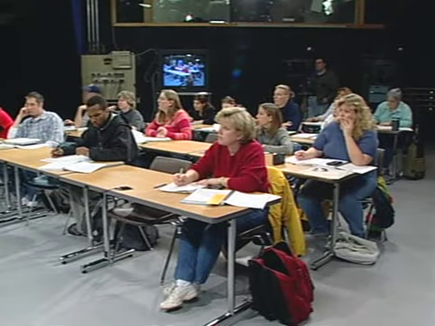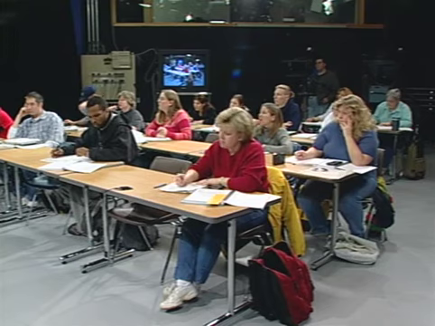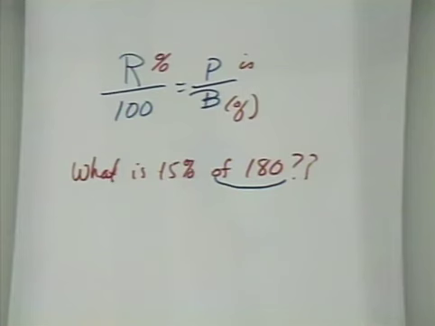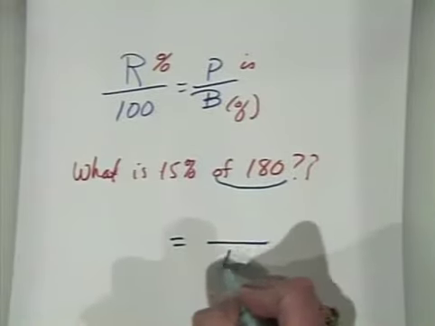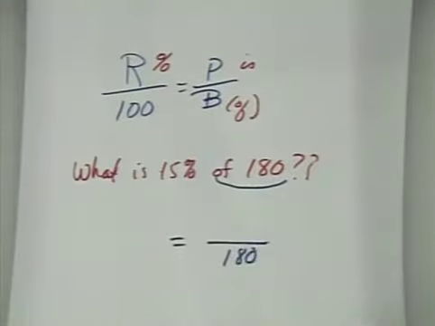Someone said they see the base. What is the base? 180. 180, and look at it. It's associated with the word of. So we're going to put 180 as the base. Do we have the P, or do we have the R? We have the R. Very good.